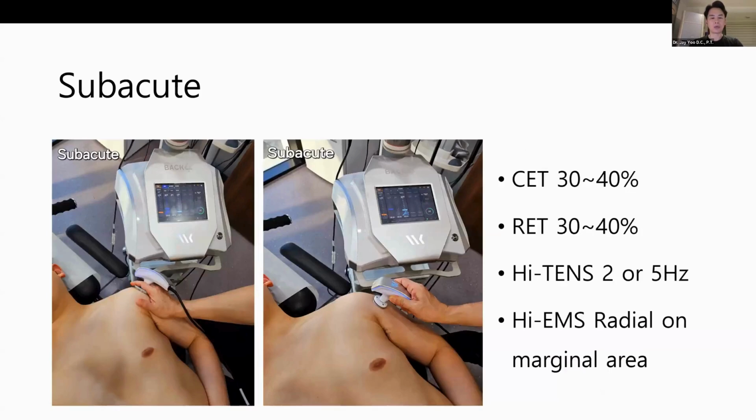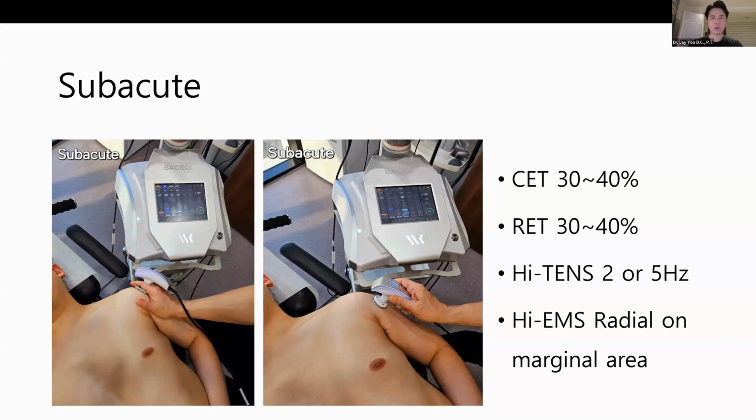Okay, if it is a subacute case, after the acute stage, I use 30 to 40% intensity on the subacute stage. There will still be some swelling, pain at the end of the ROM, and loss of function. In the subacute stage, the healing process of the injury site is really required. So WINBACK is good for the healing process and the recovery. I really like it, so I use WINBACK to treat the shoulder problem.